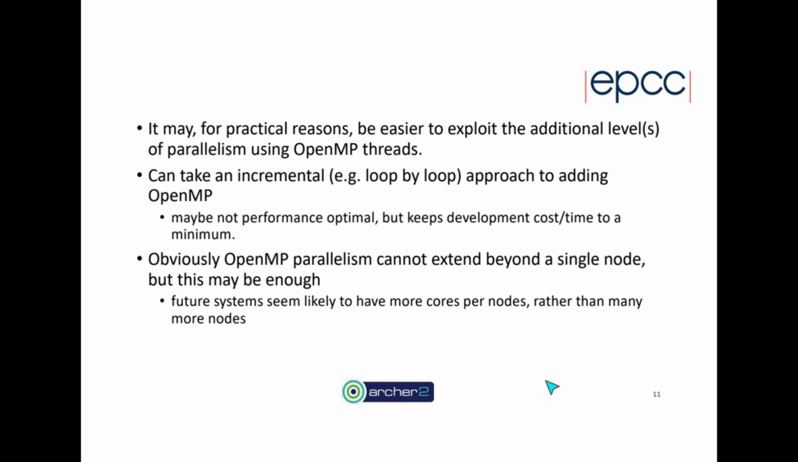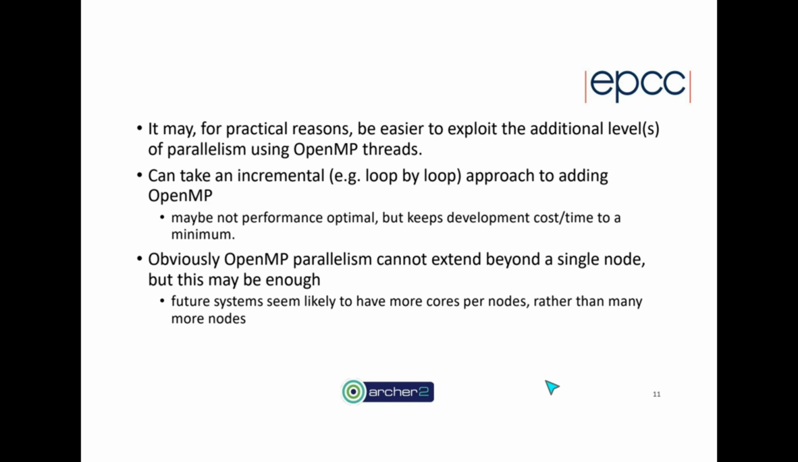So for those kinds of practical reasons, it might end up being easier to exploit those additional levels of parallelism using OpenMP threads. From a software engineering point of view, we can take a reasonably incremental, even loop by loop, approach to adding OpenMP. That might not be performance optimal, but it at least keeps our development cost and development time to a minimum. Obviously, the OpenMP parallelism can't extend beyond a single node, but that might well be enough.